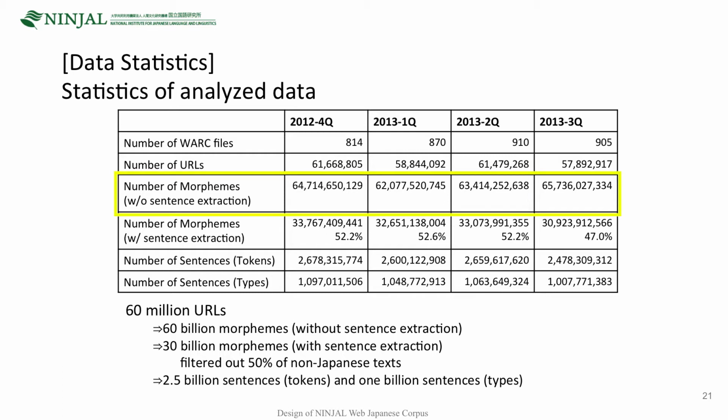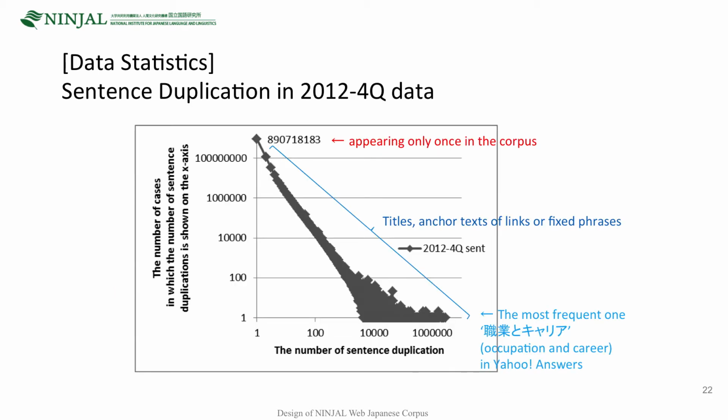When sentence extraction is not performed, the morphologically analyzed data becomes 60 billion morphemes. On the other hand, when sentence extraction is performed, the morphologically analyzed data becomes 30 billion morphemes. This fact demonstrates that half of the text data is not in the Japanese language. Approximately 2.5 billion sentences, tokens, and 1 billion sentences, types, are extracted in the sentence extraction. Duplicated sentences are critical in corpus construction.